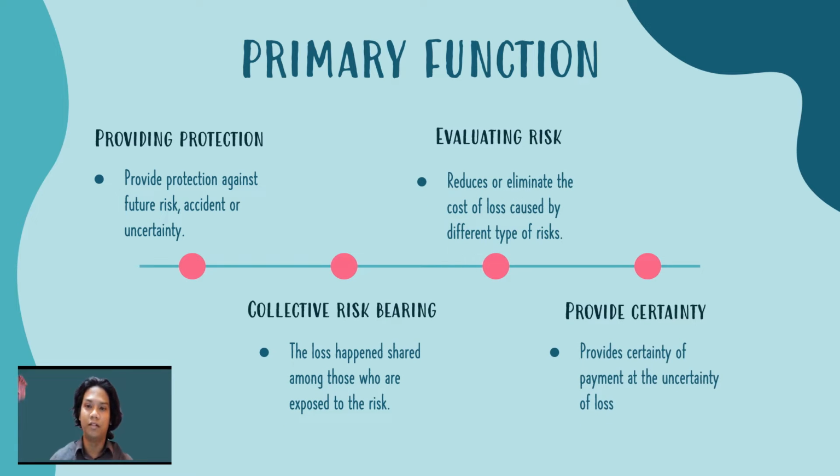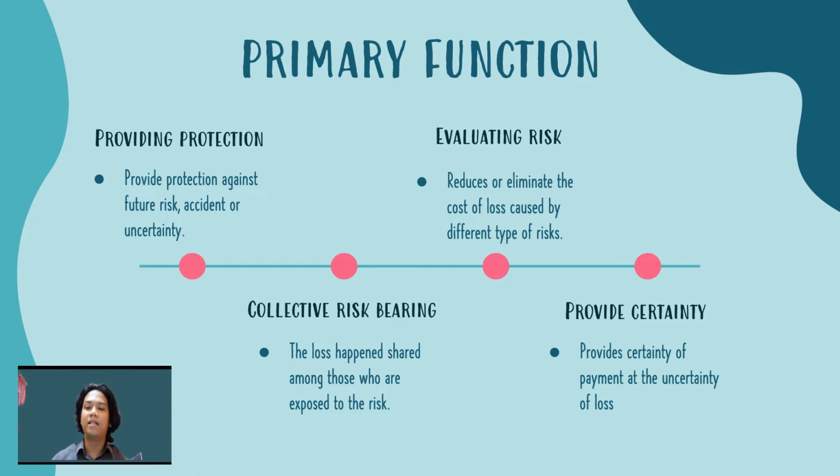For my part, I'll be talking about the primary function and indirect function of insurance. So I'll start with the primary function of insurance. The primary function of insurance is to act as a risk transfer mechanism. Insurance acts as a risk transfer: in exchange for protection, you pay a sum of premium to the insurance company, and transfer the responsibility of loss or damage to the insurer.